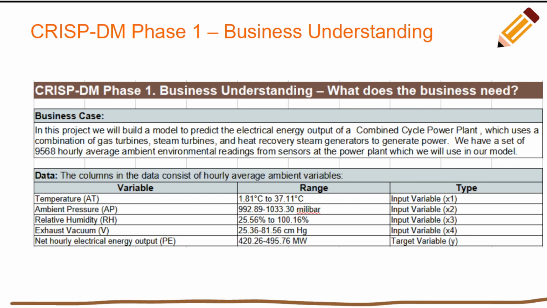Starting with phase 1. It is important to understand what the business needs are. In this project, the business need is to predict the electrical energy output of a combined cycle power plant, which uses a combination of gas turbines, steam turbines, and heat recovery steam generators to generate power.